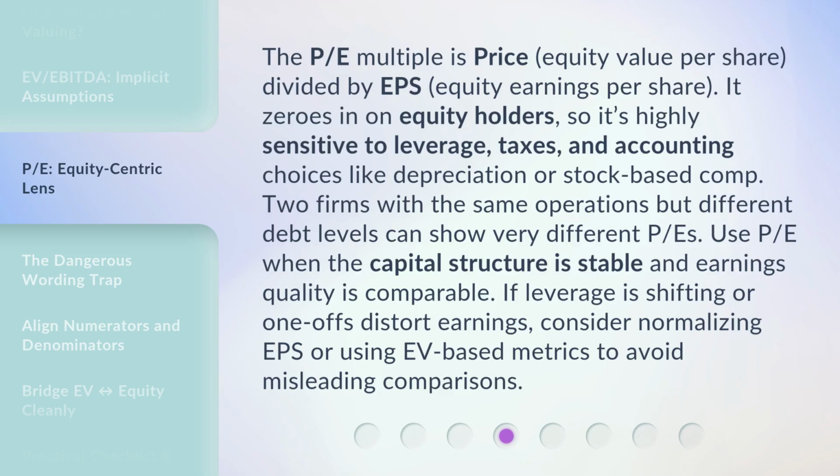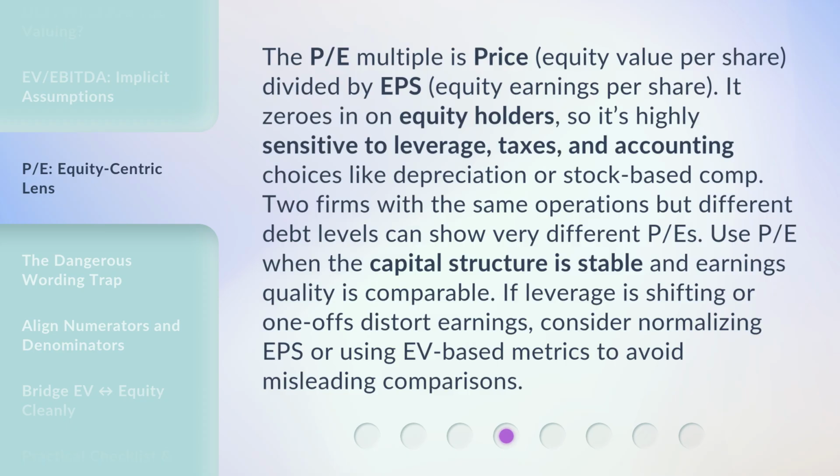The PE multiple is price, equity value per share, divided by EPS, equity earnings per share. It zeroes in on equity holders, so it's highly sensitive to leverage, taxes, and accounting choices like depreciation or stock-based comp. Two firms with the same operations but different debt levels can show very different PEs.